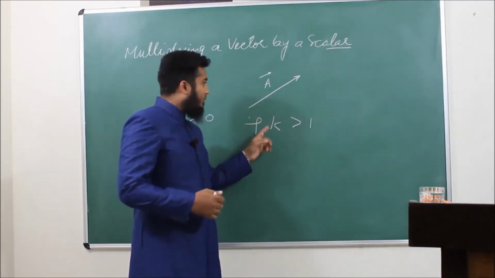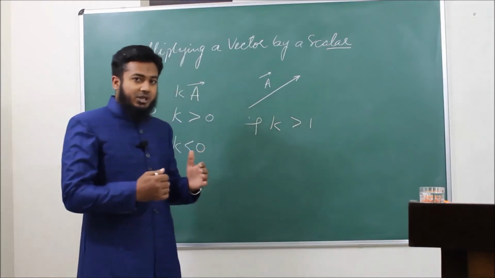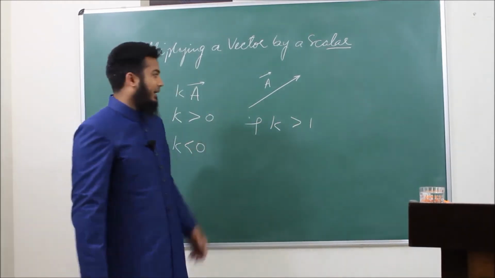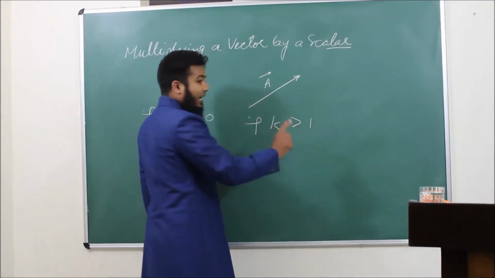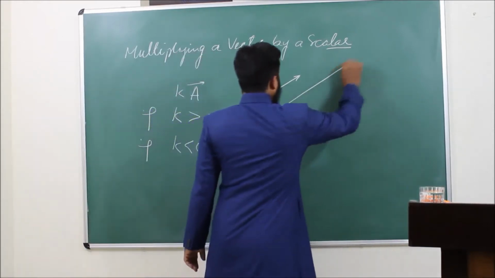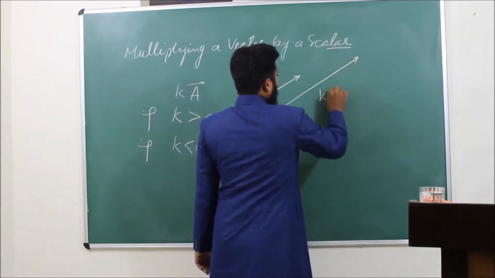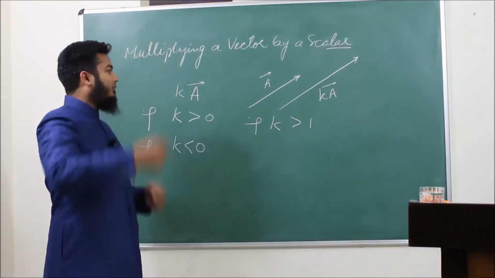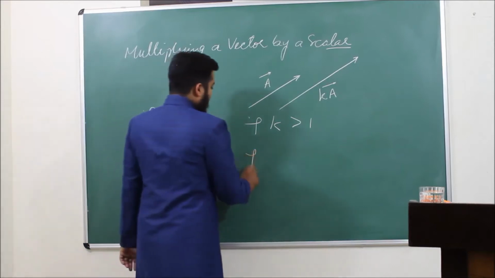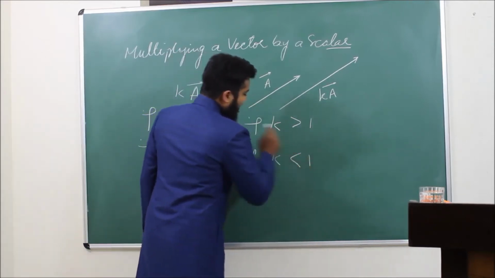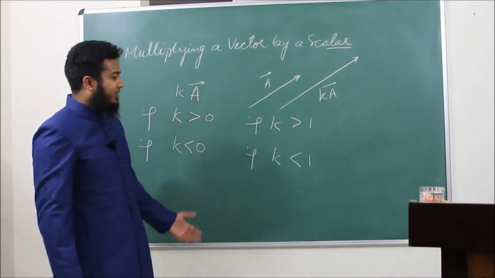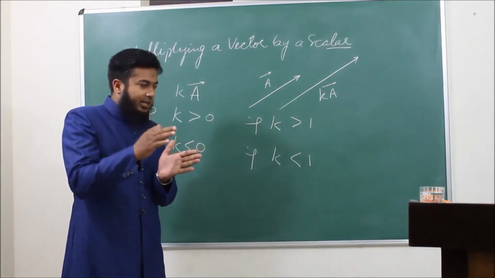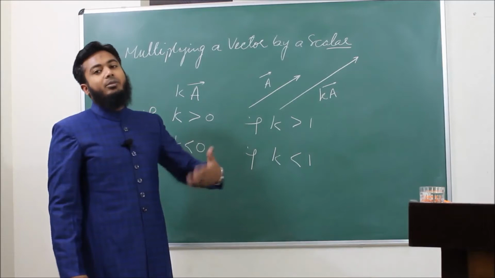If we multiply the vector by a number which is greater than 1, then the length of the vector will simply increase. So if this is positive and more than 1, then the length will be elongated. Say this is kA in the same direction and a longer vector. And if k is a number less than 1, say it's a fraction, then the length will be contracted, the length will decrease, but the direction will remain the same.